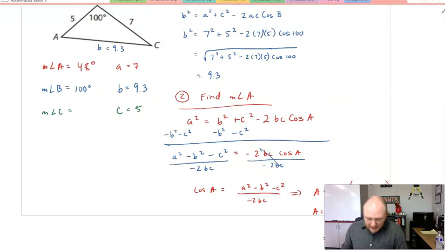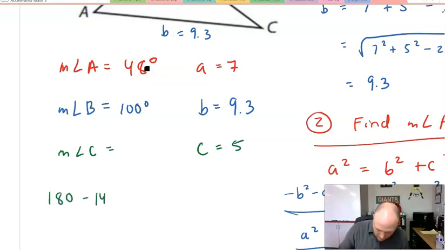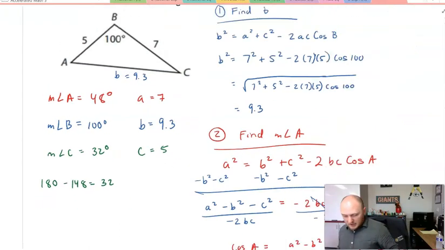All right. And if that angle is 48 degrees, then I know that its complement, or actually not its complement, when added to 100 degrees, it's going to give me 148. And then I want 180, so just by simple subtraction, 180 minus 148 is going to give us 32 degrees. Okay? And there you have it.